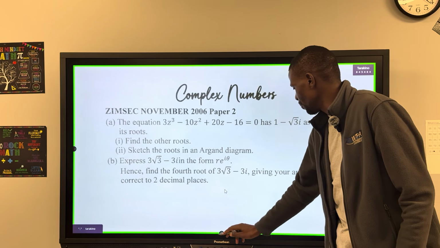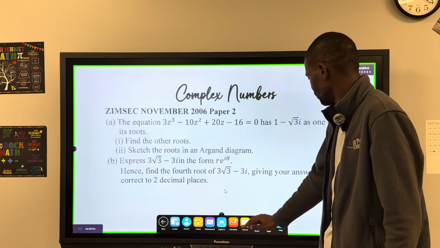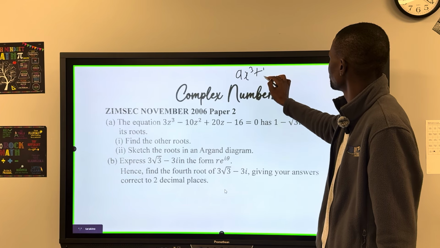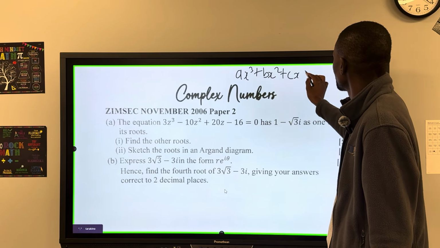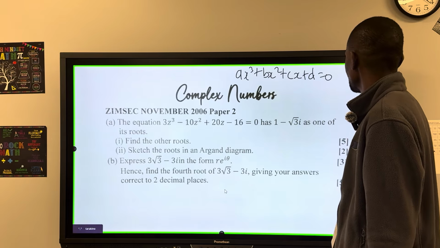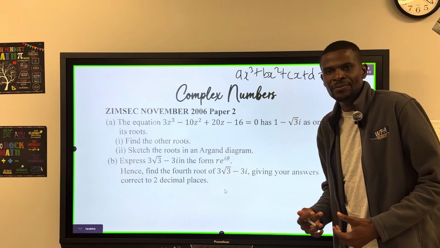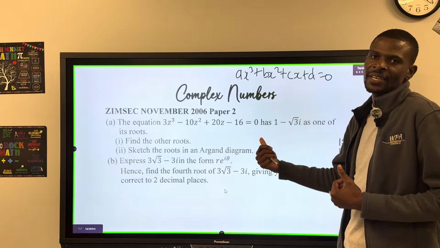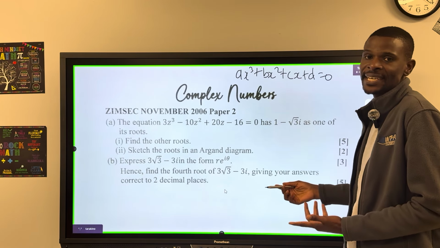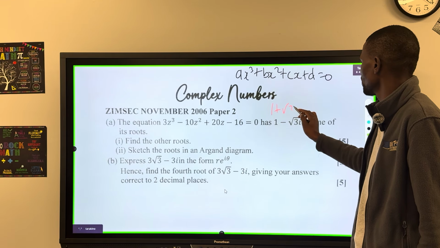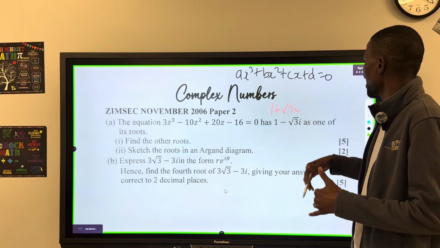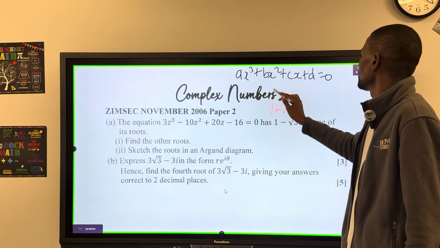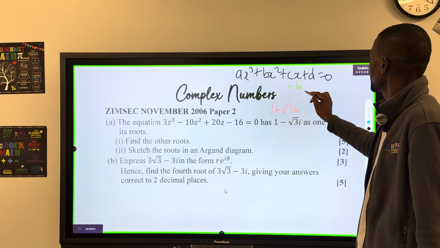Remember, if you have a polynomial, say, ax cubed plus bx squared plus cx plus d equal to 0. I just restricted this to cubic since it's a cubic question. You need to know that for complex roots, one of the roots is the conjugate, so it will be 1 plus square root of 3i. Then the sum of all three roots will be equal to negative b over a.